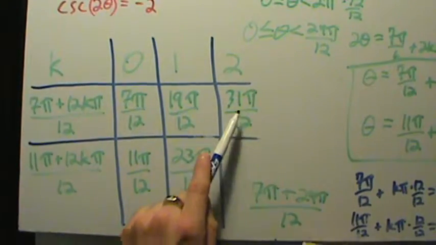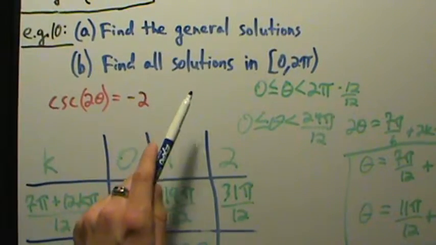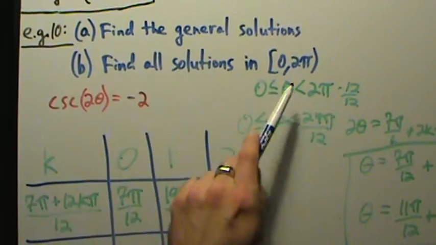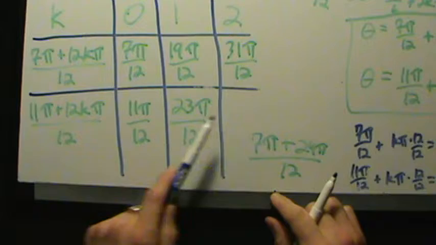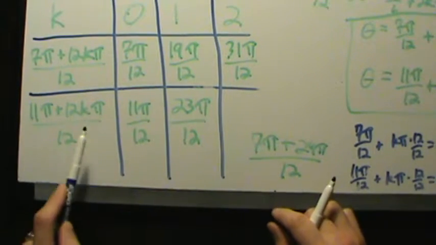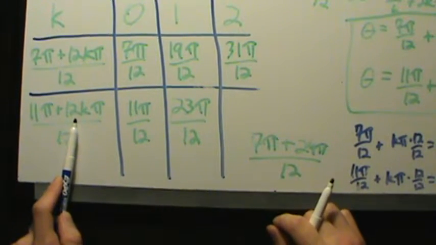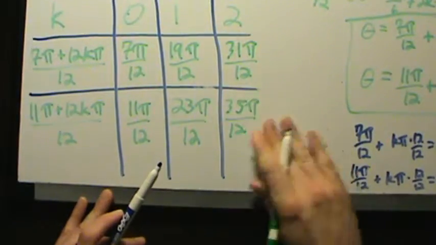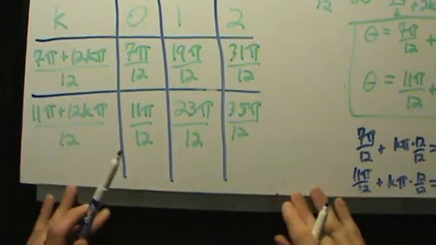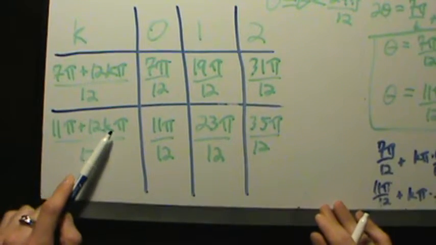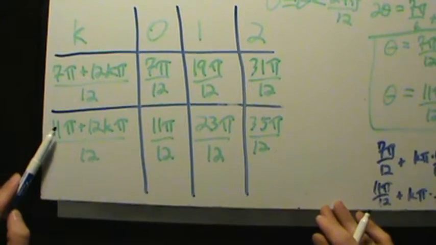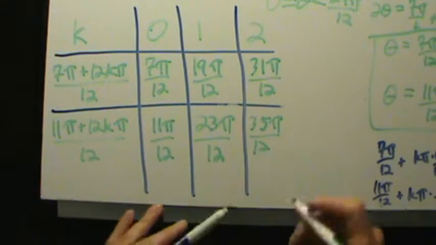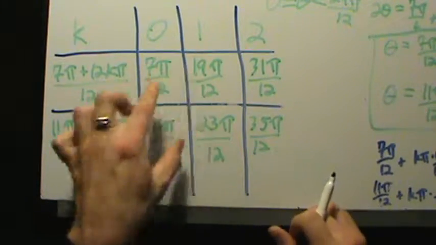Too large, okay, so that's not part of our solution for part B, because we only want values inside of this interval 0 to 2 pi. Now, if we were to do it again here, we would have 11 pi plus 24 pi, which is 35 pi, and that'd still be divided by 12, okay? Remember, k is 2, so 12 times 2 times pi is 24 pi. Add the 11 pi, we get 35 pi, and we're dividing by 12. Okay, so we just have these 4 right here.